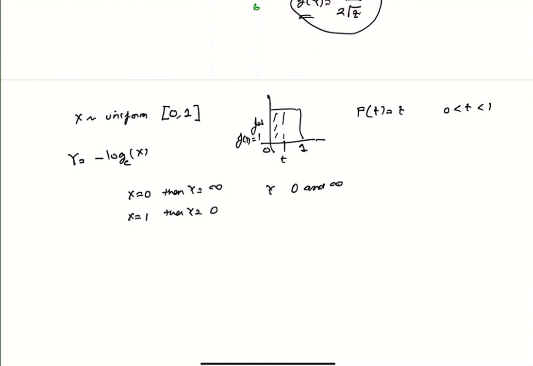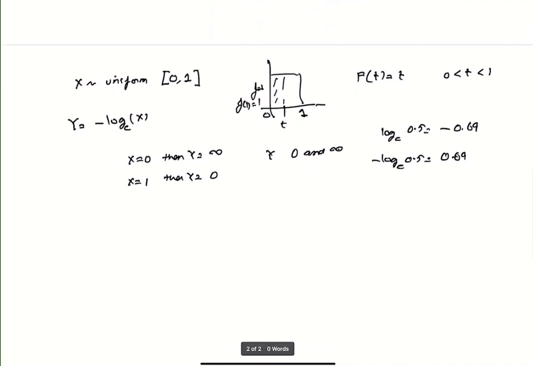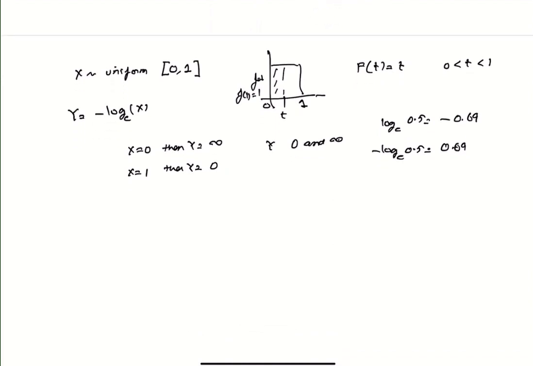The thing with log is that when you have a log of 0.5, it's going to be minus 0.69. But when you put negative log of 0.5, it's going to become plus. So that's what makes it easy for us to calculate, and that's why y is negative log of x. What we want to do here is calculate the distribution function, which is the CDF of y, and from there we need to get the PDF of y.